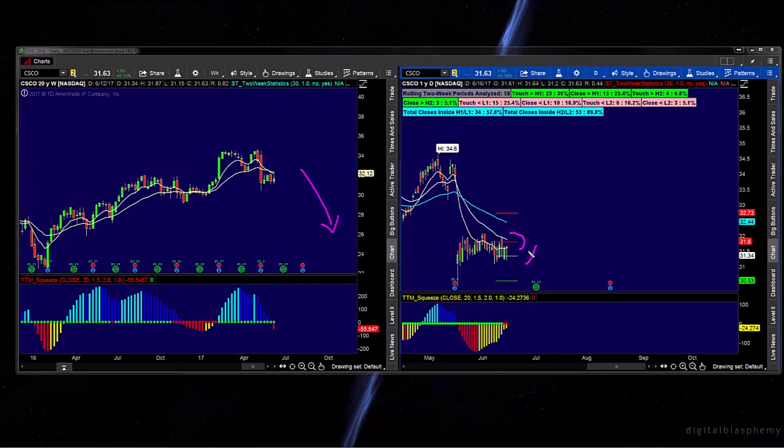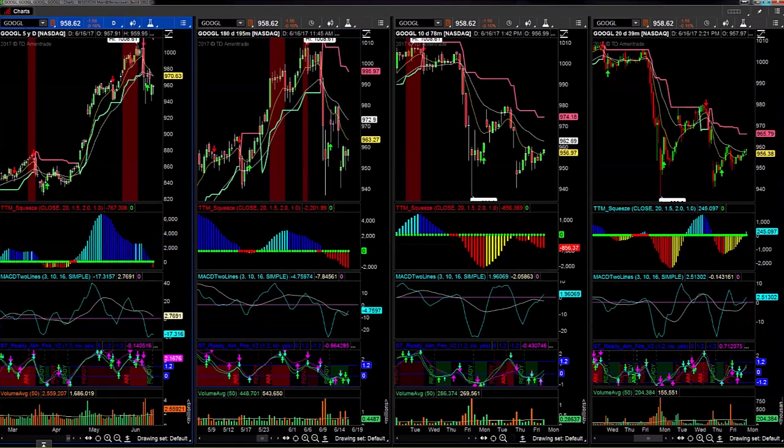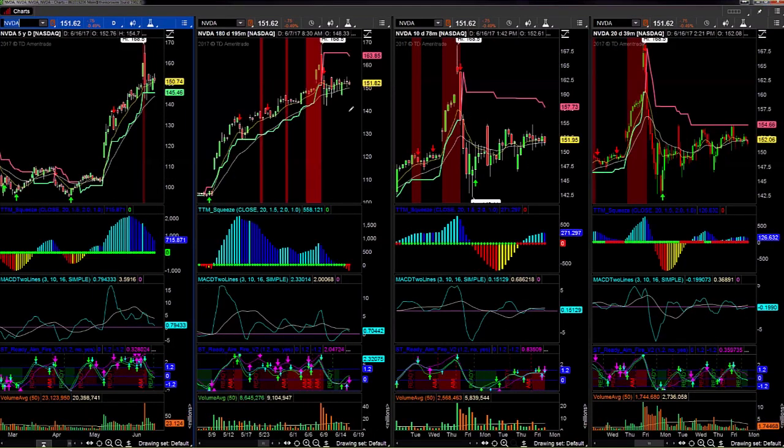So I think it was NVIDIA? Let me look real quick. Or does anybody know of a stock that's got an intraday squeeze setting up? So this is kind of like my default layout here. NVIDIA, yeah, it was NVIDIA. All right, so here's NVIDIA. It's up on a daily chart. It's up on this 195, which is forming a squeeze.